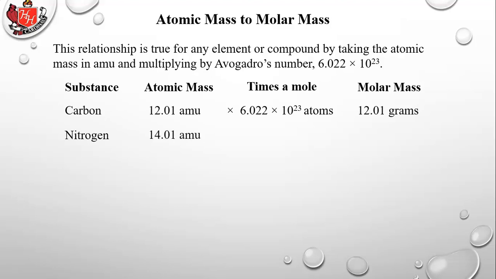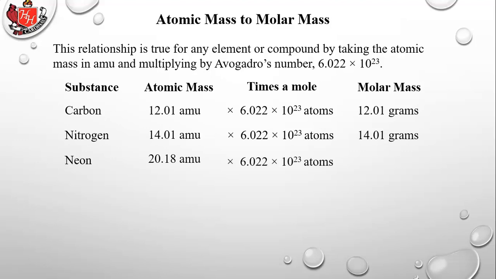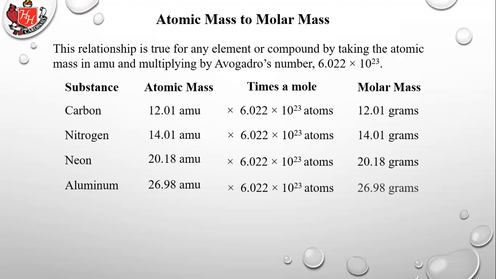Nitrogen, look at your periodic table, it's 14.01 AMU, but if you take a mole of nitrogen atoms, it will be 14.01 grams. Neon, look at the periodic table, it's 20.18 atomic mass units for a single neon atom, but if you take a mole of neon atoms, that number, then you get 20.18 grams. Aluminum, 26.98 atomic mass units, a mole of aluminum atoms, 26.98 grams. Sulfur, 32.07 atomic mass units, a mole, 32.07 grams.